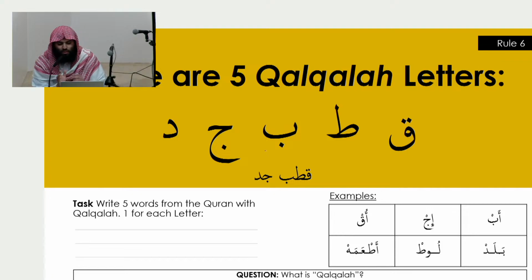Okay, so these are the 5 letters of qalqala. Now obviously it's a lot of groups, a lot of letters to memorize. One way that you can memorize it, if you memorize this word, قطب جد, it's like an acronym, i.e. Qaf, Ta, Ba, Jim, Dal, the 5 letters. What's the word? قطب جد. So if I ask you what are the letters of qalqala, just say قطب جد. Qaf, Ta, Ba, Jim and Dal.